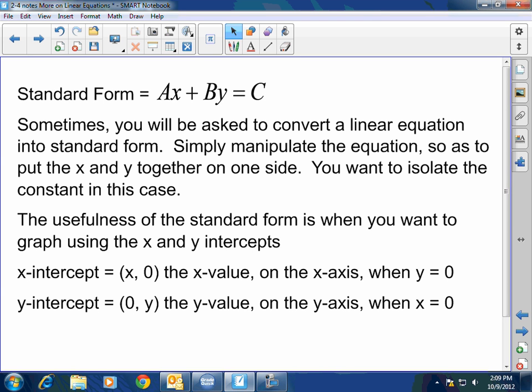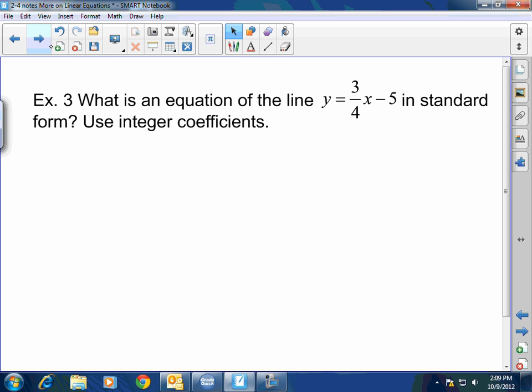Okay? Now, how does this work? Great, Mr. Moore. Whoop-de-doo. What do we do with it? Let me show you. What is an equation of the line y equals 3/4 x minus 5 in standard form? Okay.